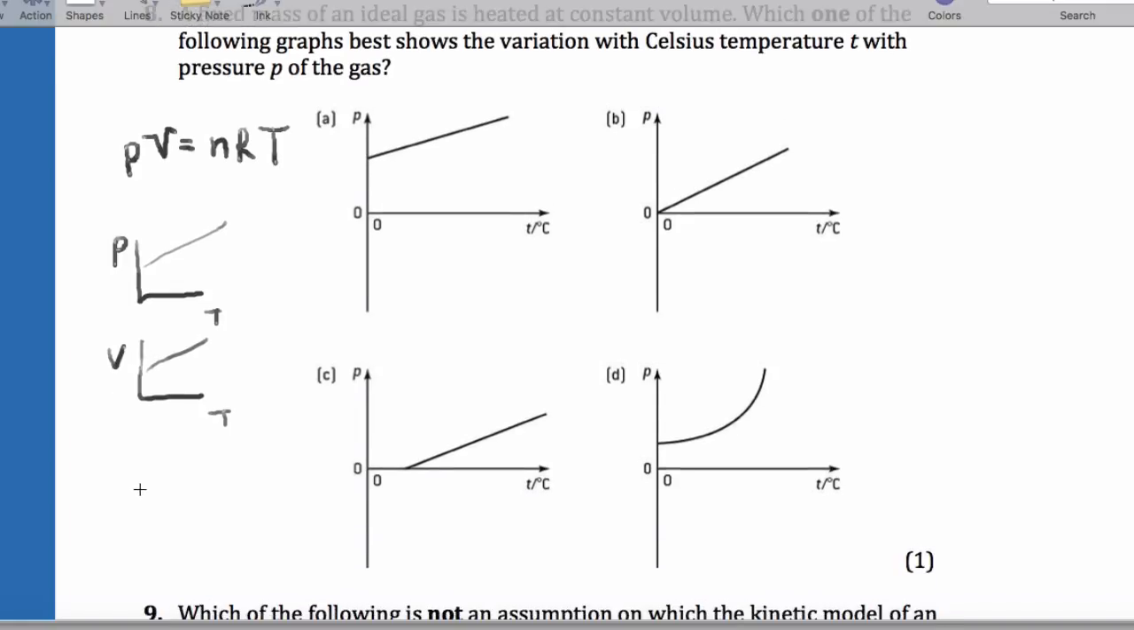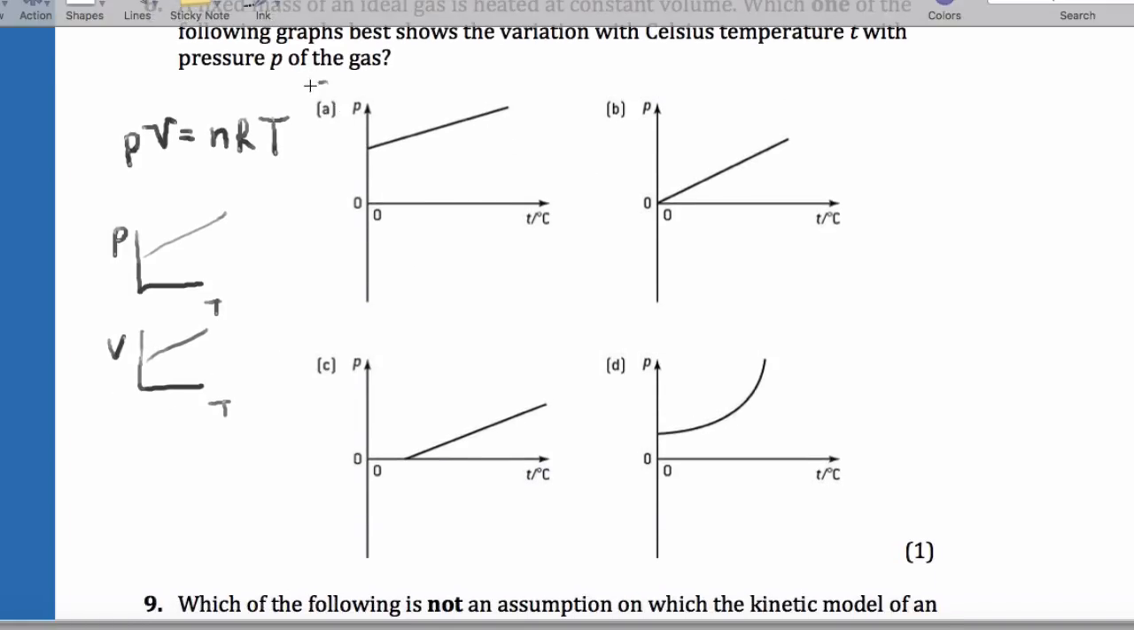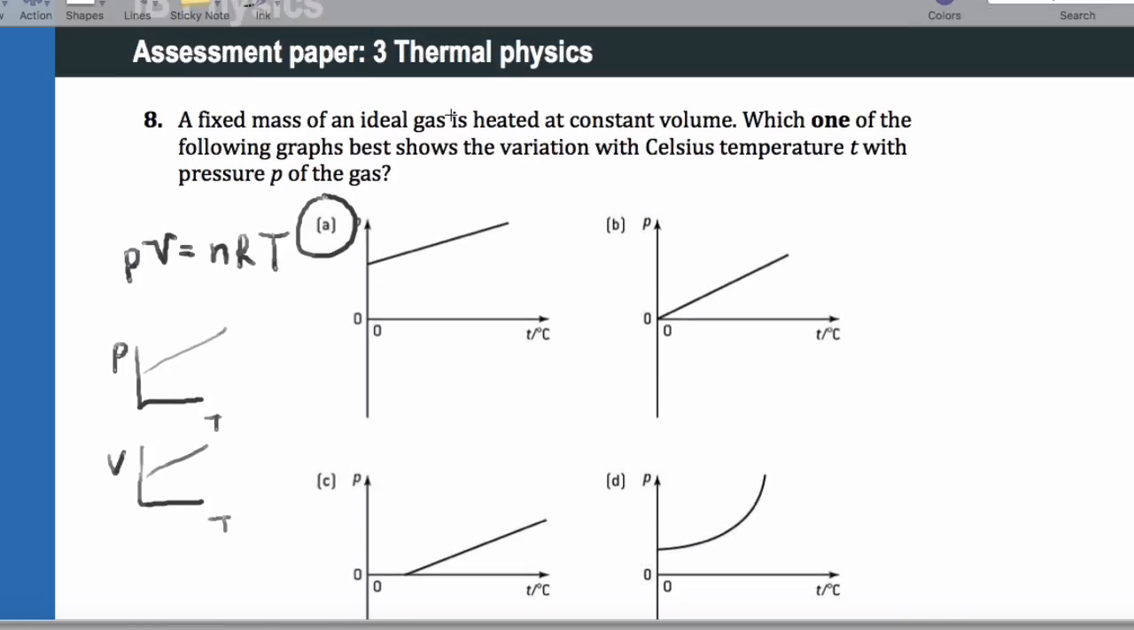Now, assuming here that we're in centigrade, it actually turns out choice A is the correct choice. And the reason is the pressure at 0 degrees centigrade should be bigger than 0. If this were the Kelvin scale, it actually turns out that the pressure goes to 0 at negative 273 Kelvin.